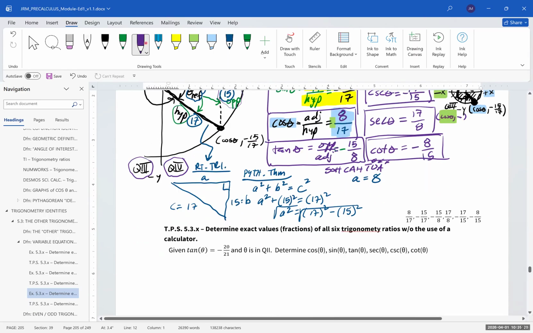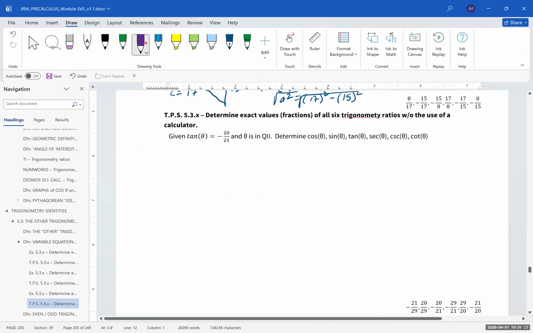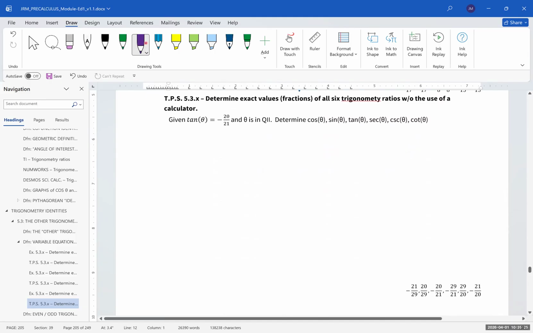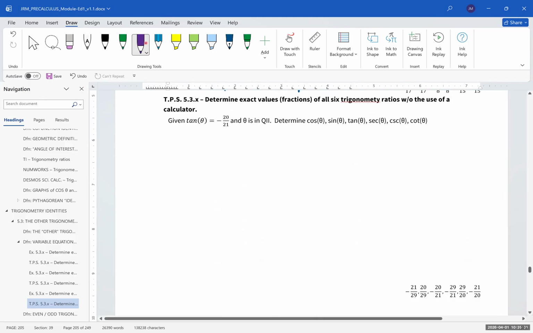All right. So here is a think, pair, share. Try to do this one on your own and resume the video if you need an explanation. Go ahead and give it a try. All right, we're back. So here we're given the tangent of our angle theta is equal to negative 20 over 21, and our angle is in quadrant 2. Determine all of the other trig functions.